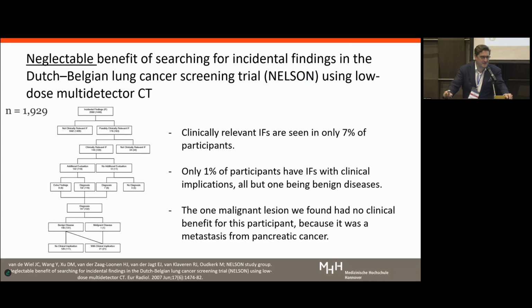And here, because Matthias knows this very well, it's a study by you. You did it many, many years ago. You may not remember, but, yeah, he's remembering. And he investigated nearly 2,000 participants from the Nelson, and he concluded that clinically relevant incidental findings are shown in 70% of participants, and only 1% of participants had incidental findings with clinical implications, so surgery, for example, all but one being benign diseases. And I think he quoted that the one which was not benign was a pancreatic cancer, if I remember you correctly, and that was already metastatic, and so it didn't have any impact on the patient.